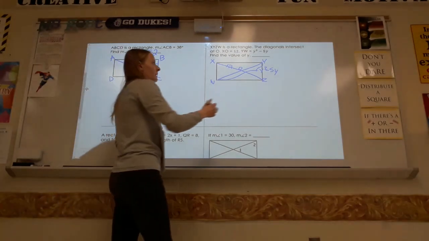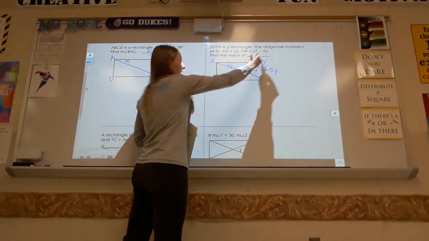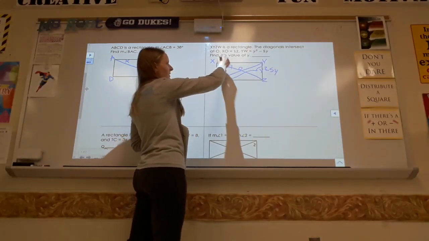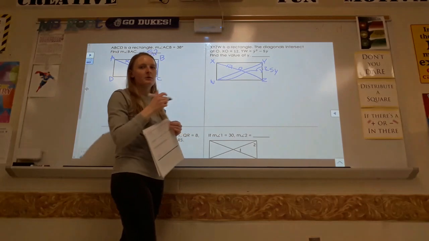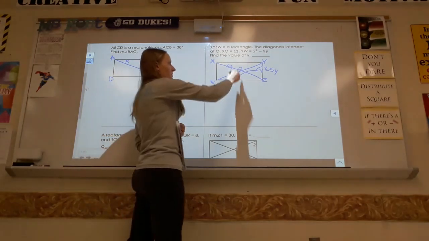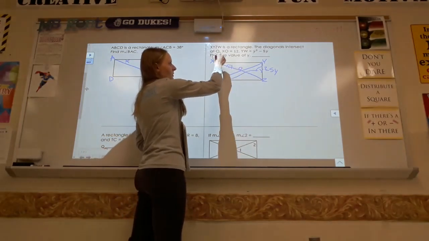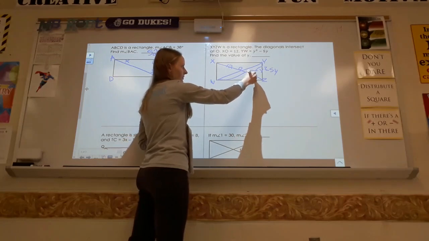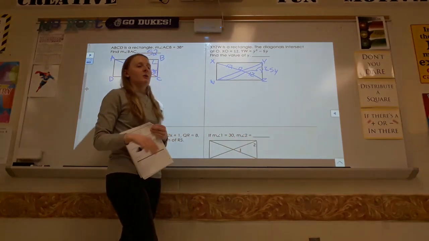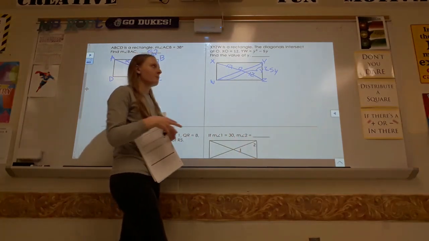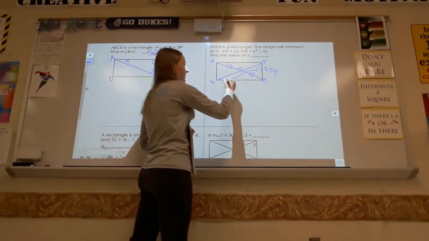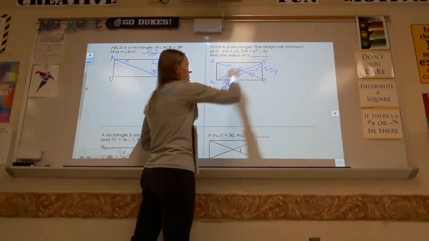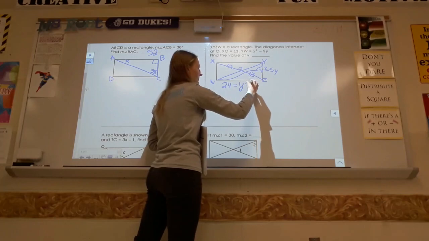So looking at this one, I noticed that they gave me this full diagonal, so that's a good foundation, but they only gave me part of this one. So I'm going to be using both of the properties. I'm going to use the fact that this was bisected, so if this is 12, then this has to be 12, so the whole thing's 24. Then I'm also going to use the fact that they're equal to each other. So if the full diagonal here is 24, that's going to be equal to this full diagonal, which is y squared minus 5y.